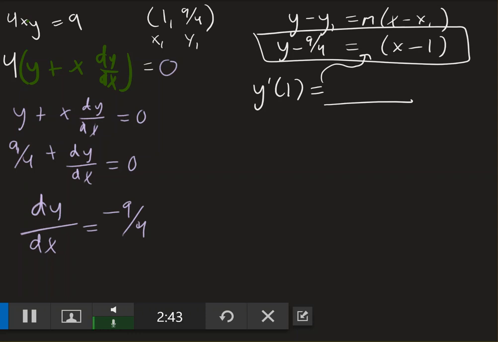So that's going to be the slope of that line at that point: negative 9/4. And this should be my answer here.